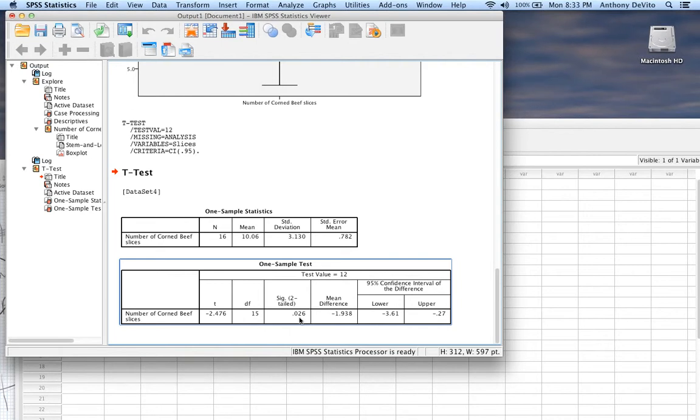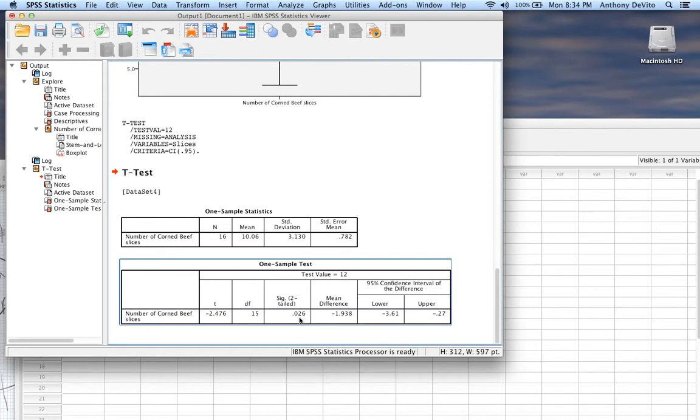So in this case, if I told you that our acceptable alpha error was 0.05, would we reject the idea that you get the same amount of corned beef in New York and Boston? Would we go ahead and say they're different at this point? Yeah, we would, because our significance or our p-value was less than 0.05. We have less than 0.05 chance of being wrong.